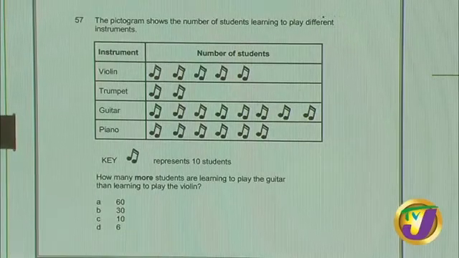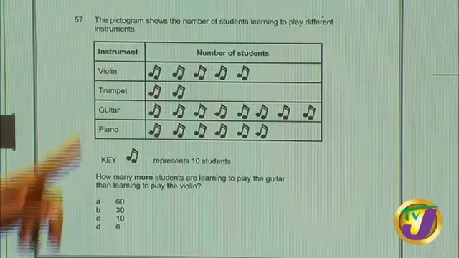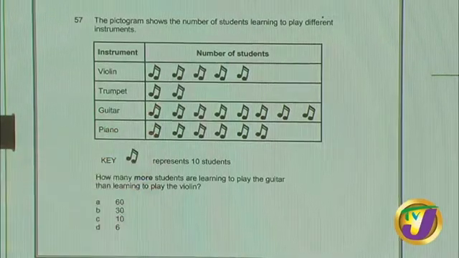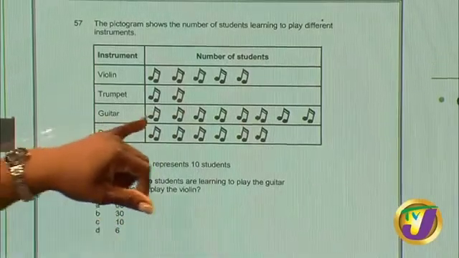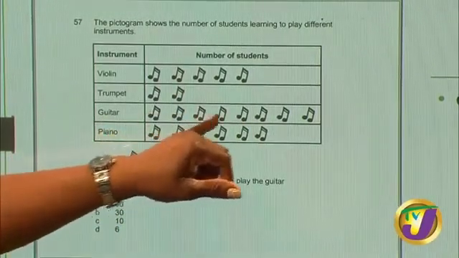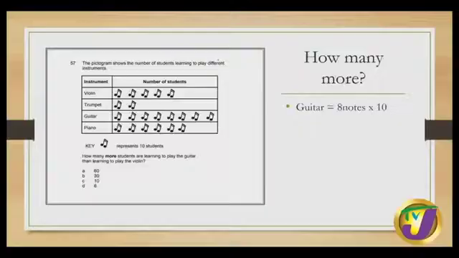All right, so we need to figure out how many students are learning to play the guitar. So let's look at the guitar here. Let us see how many more. So guitar, so you'd count the notes. 1, 2, 3, 4, 5, 6, 7, 8. And as you can see over there, 8. And each note represents 10 students. So 8 multiplied by 10 would give us 80 students. That's how many students are playing the guitar.